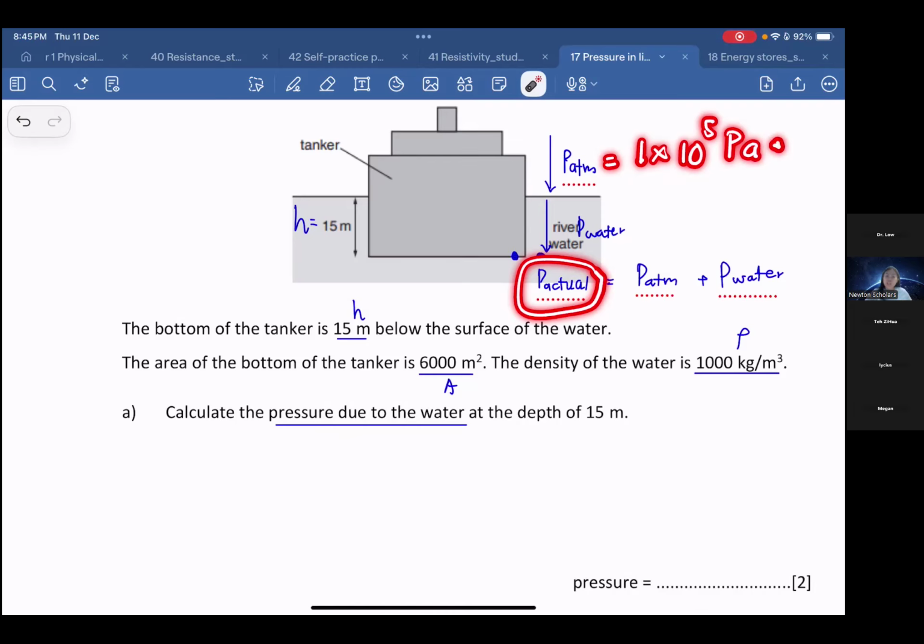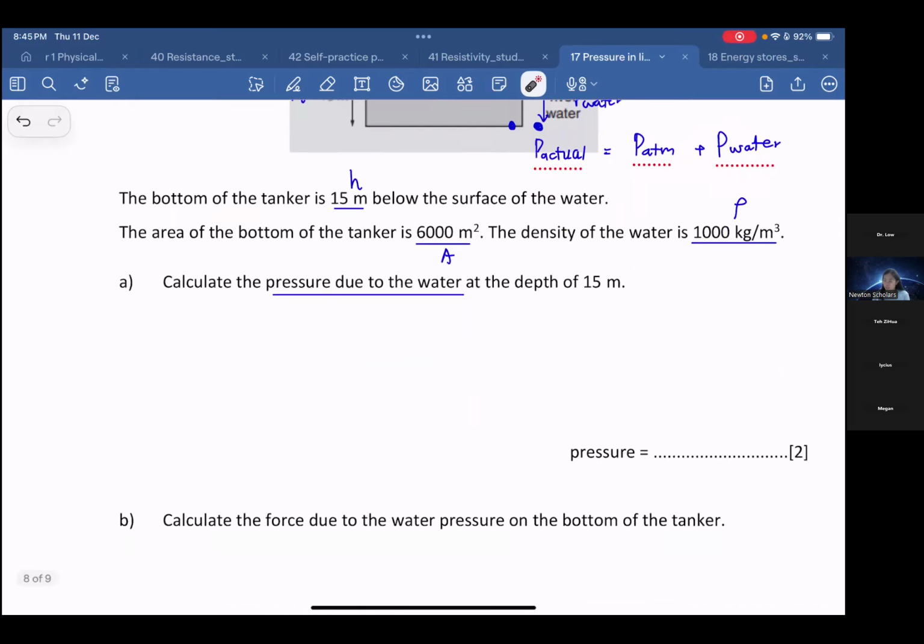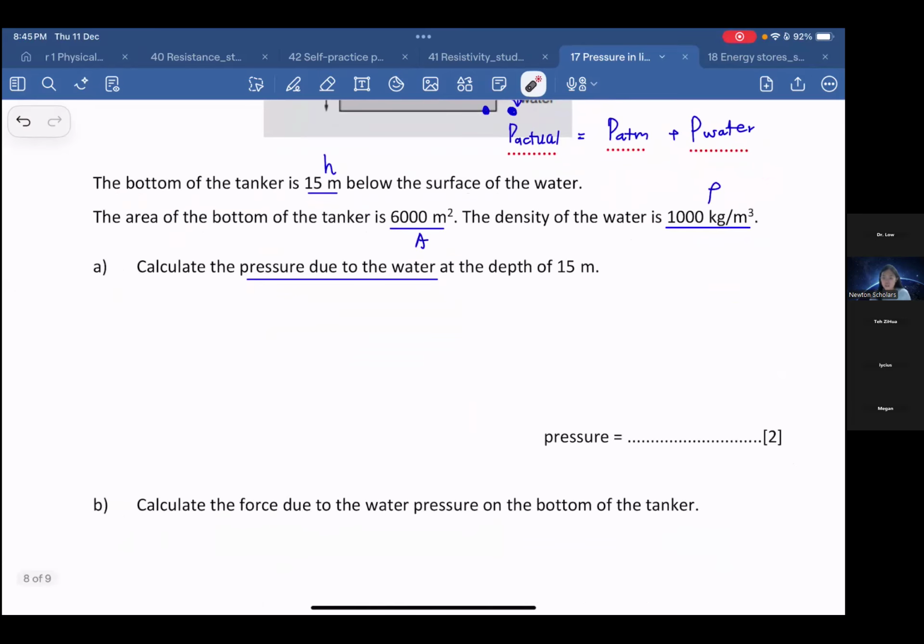Okay, what is the pressure at the depth of 50 meters? If they didn't mention due to water, that means they want the actual pressure. But here, pressure due to the water, I only want to know this part. I don't care about the atmospheric pressure. Okay, can you try and then tell me? Actually, it's easy, just repeating. When we do a few more questions, then we will understand. Most likely, they will ask this kind of question. Angeline, correct, correct.